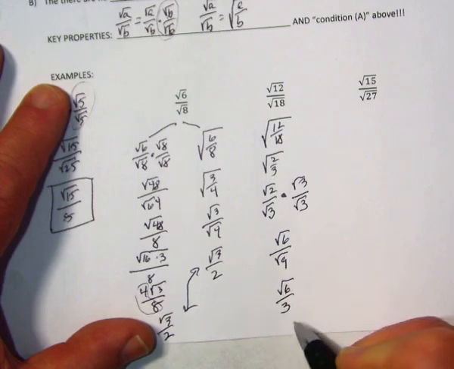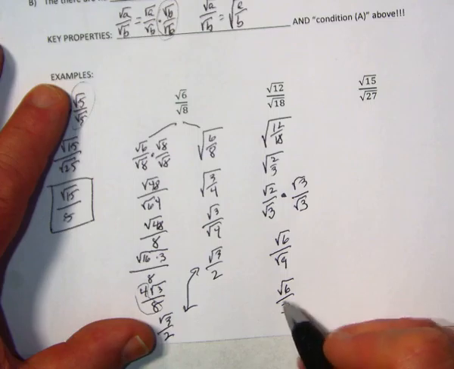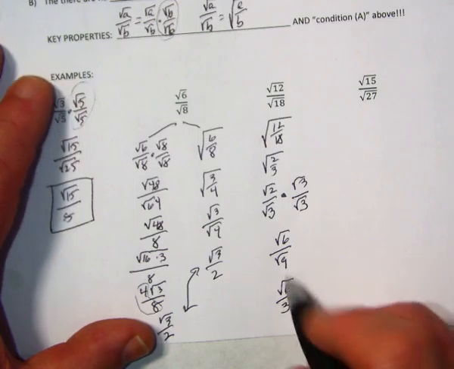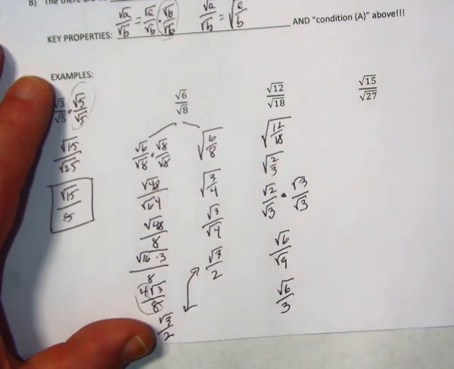Now, yes, Shannon? We don't want the root in the denominator. You don't want the root in the denominator. Exactly. That's what we're doing. I just want to make sure that was the goal. Yep. The formal mathematical term is we are rationalizing the denominator.